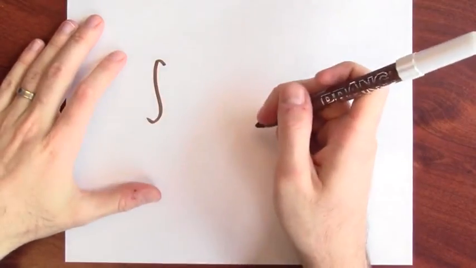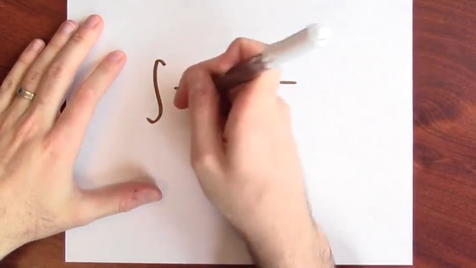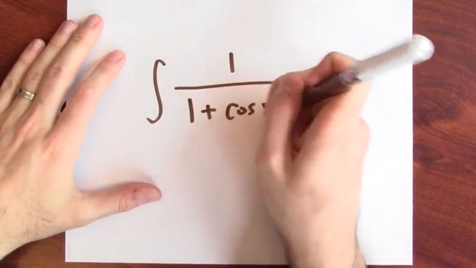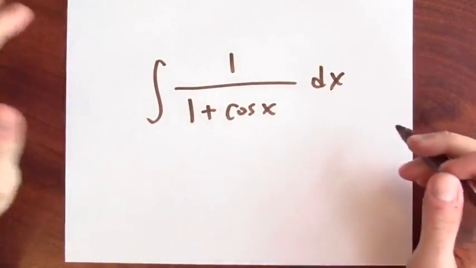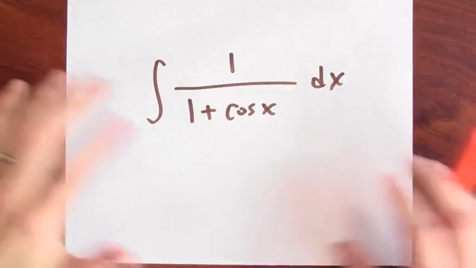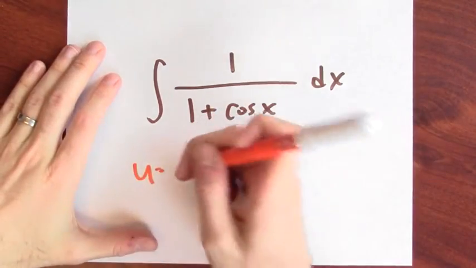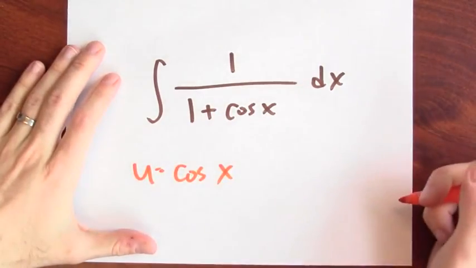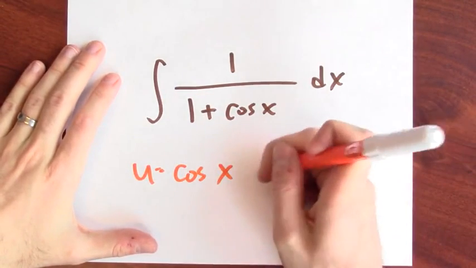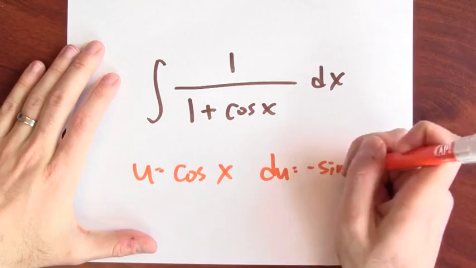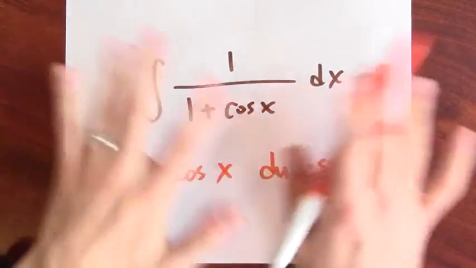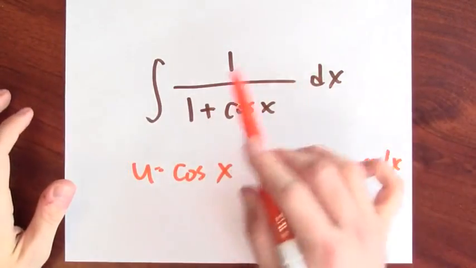Sometimes the best substitution to make isn't even visible until after we've messed around with the integrand somehow. For example, what's the antiderivative of 1 over 1 plus cosine x dx? What can you do? Well, your first move might be to try the substitution u equals cosine x, in which case du is negative sine x dx, but there's no visible sine x in the integrand.